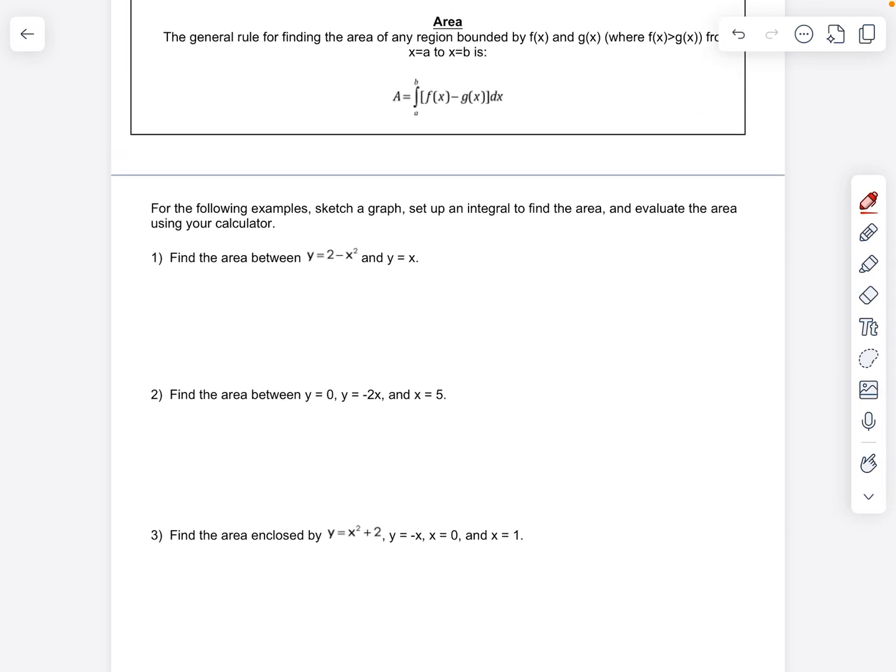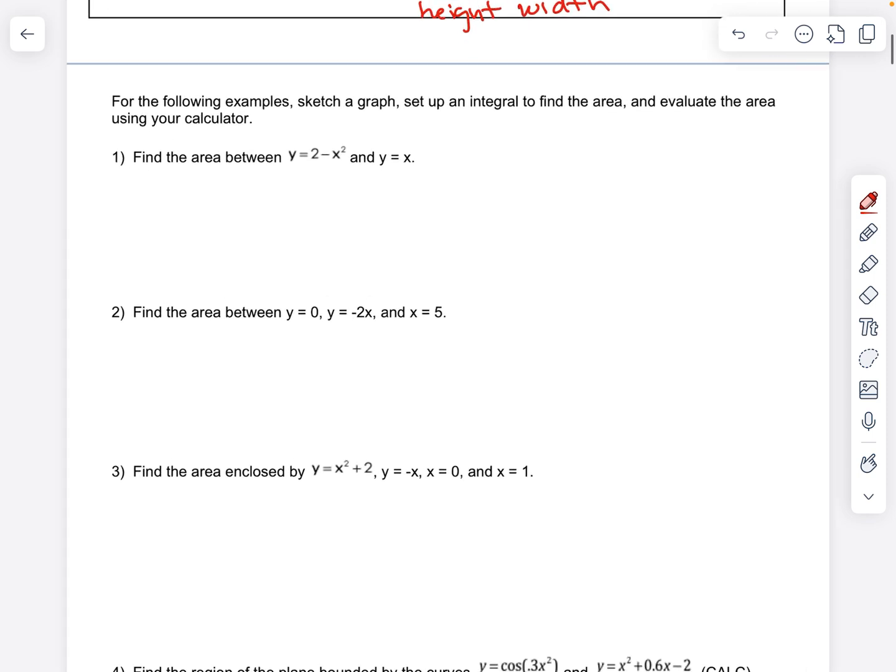Okay, if you recall from the previous notes, we learned that the area of a function is going to be the top function minus the bottom function. This will give you the height of the rectangle, and then this is the width of the rectangle. So if I integrate the function, you're just adding up all of these rectangles to get the entire area. So now let's look at a couple examples.